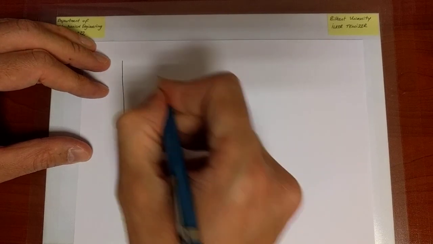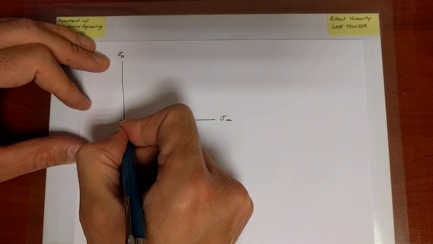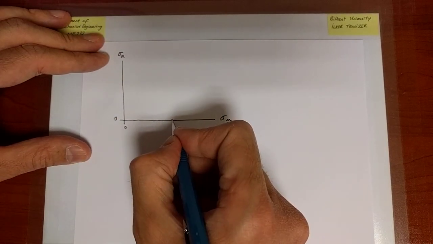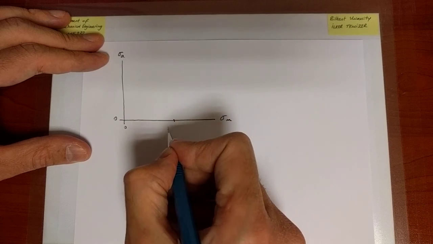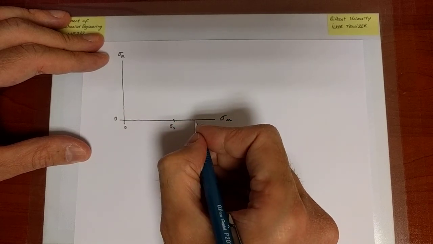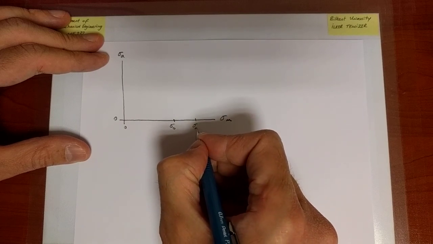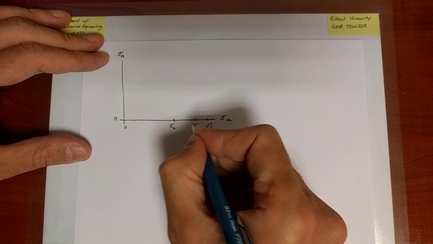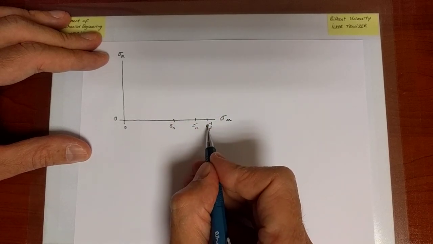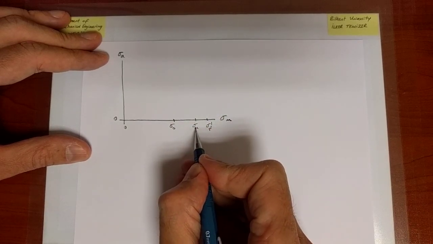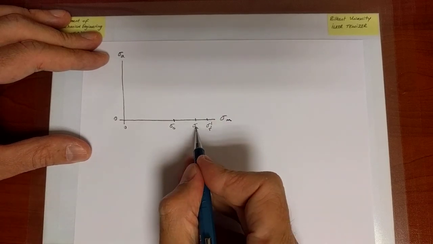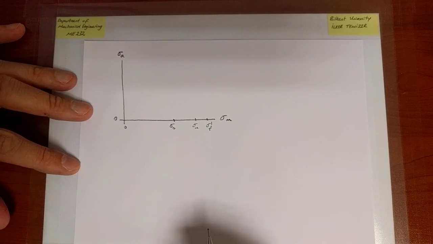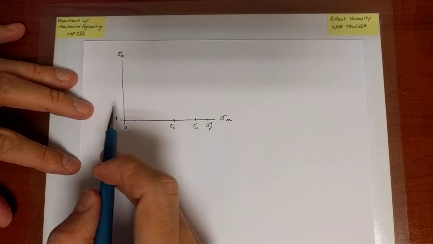So this is sigma m, and this is sigma a, 0, 0. There are three important parameters here. There is sigma naught, the yield strength. There is sigma u, the ultimate strength. And there is sigma f prime, which is very close to the true fracture strength. Remember, the true fracture strength is certainly larger than the ultimate strength, because the true stress is always larger than the engineering stress.